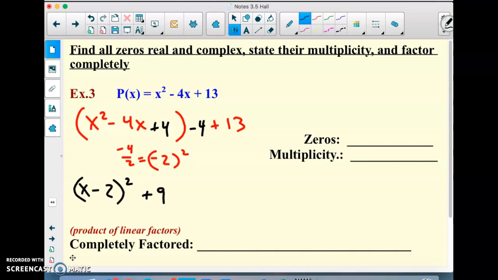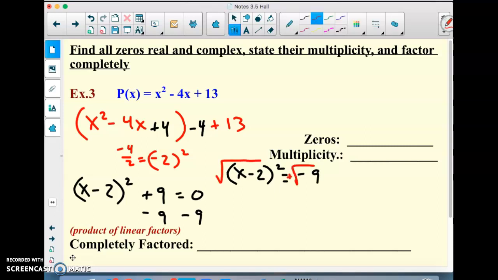So now that it's in the standard form, I can set that equal to 0, and I can actually solve it. So let's do that. All right, set it equal to 0. And let's solve. Subtract 9 from both sides. I get x minus 2 squared equals -9. Take the square root, plus or minus, of both sides.